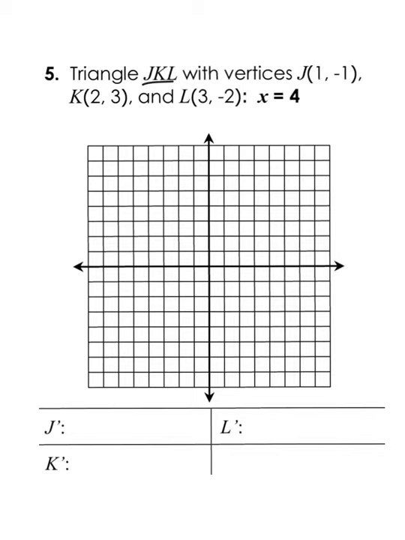Let's see here, triangle JKL, let's plot J first. So 1, -1. Plot and label with the letter. 2, 3, so over 2, up 3. That would be K. I don't need a parenthesis. Okay, and L is 3, -2. So over 3, down 2. So that's L. So connect them.